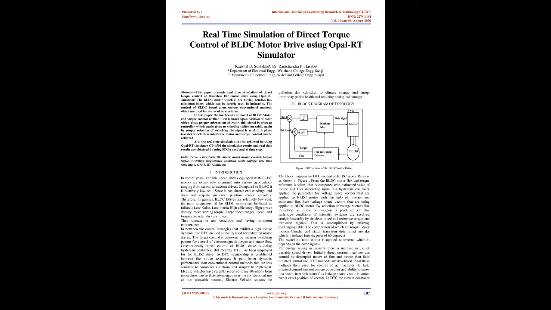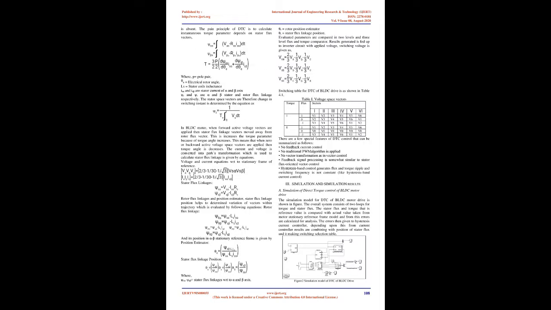Among the control strategies that exhibit a high torque dynamic, the DTC method is mostly used for induction motor drives. The direct control is achieved by the inverter switching pattern for control of electromagnetic torque and stator flux. Conventionally, speed control of BLDC drive is done by a hysteresis controller. But recently DTC has been employed for the BLDC drive. In DTC, a relationship is established between the torque responses. It gets better dynamic performance than conventional control methods, is less sensitive to parameter variations and is simpler to implement.